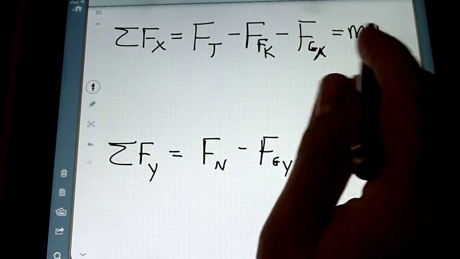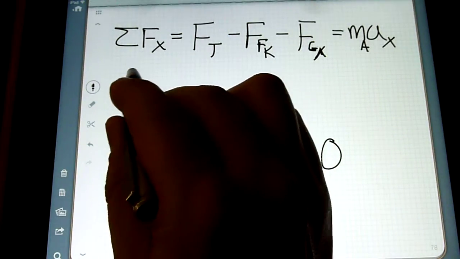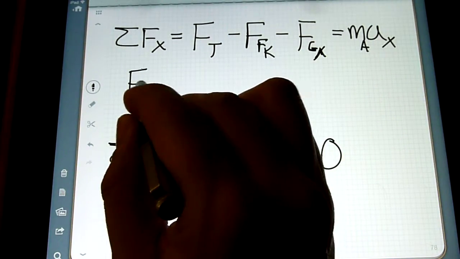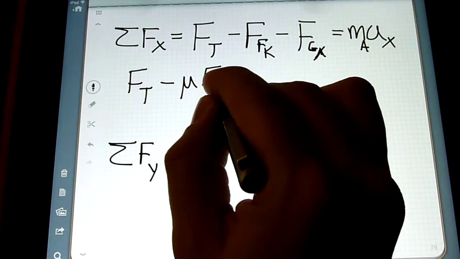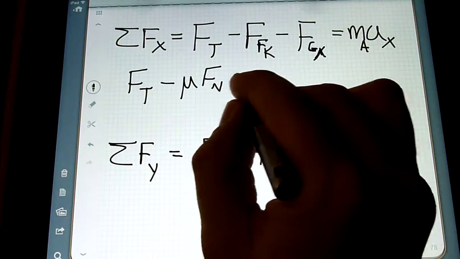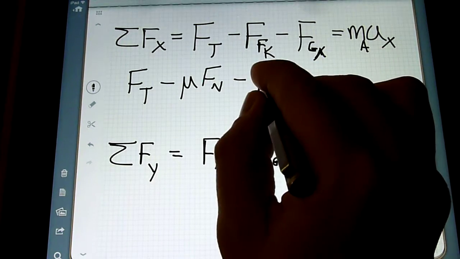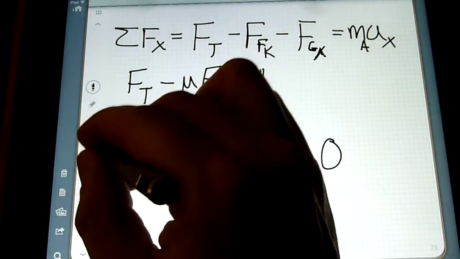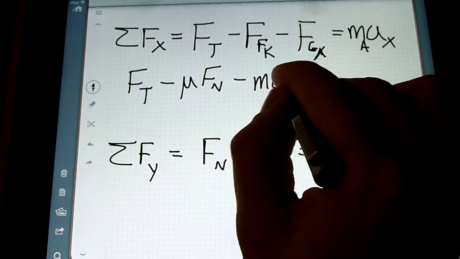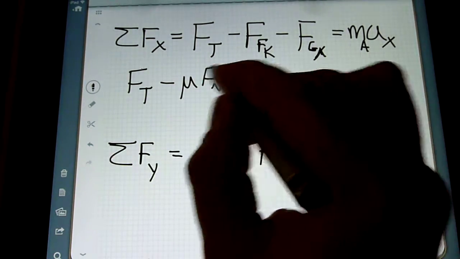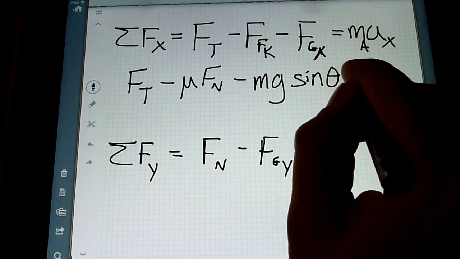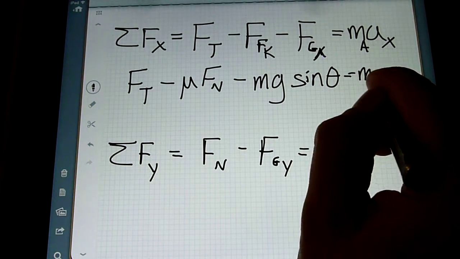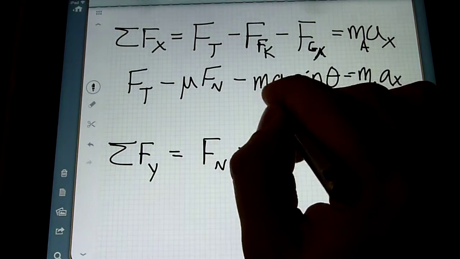So if we wish to build this equation up just a bit, we'd have the tension force minus mu times the normal force minus the x component, which would be m g times the sine of theta, and that's got to equal mass of A times a of x. This should be mass of A.